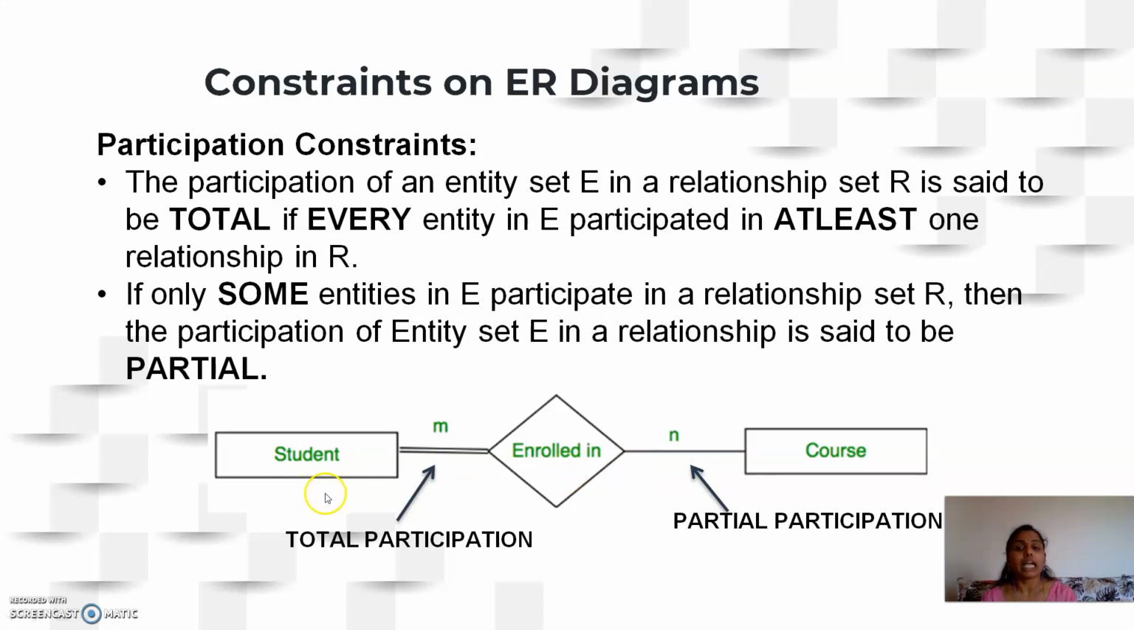Considering here, the cardinality ratio for the student entity in the enrolled in relationship will be minimum 1 because every student must participate, and the maximum will be m. But for course, which is partially participating in the enrolled relationship, the minimum cardinality will be 0 because some courses need not be opted, but the maximum cardinality will be n. So the minimum cardinality for total participation will be 1. For partial participation, it will be 0.